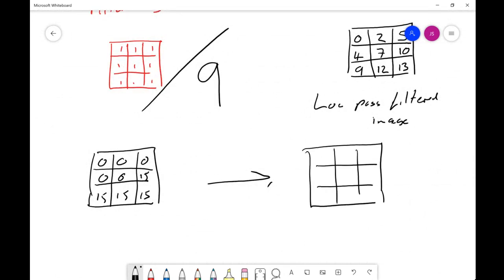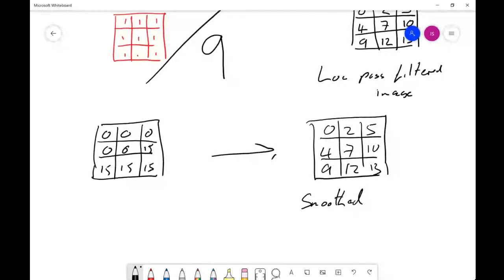This is comparing pixel for pixel. It's going to be 2, 5, 4, 7, 10, 9, 12, and 13. A much more gentle change from black to white. Goes through a grey region. Yes, the top is still the darkest, and the bottom is still the brightest. But if you were actually looking at this, this would be a much smoother image. So there is a smoothing algorithm, a filtering algorithm for low pass.